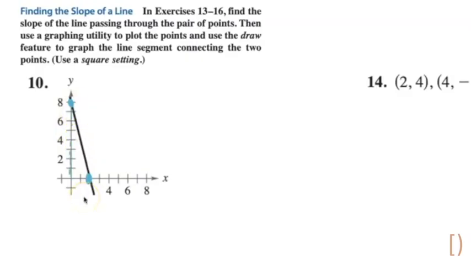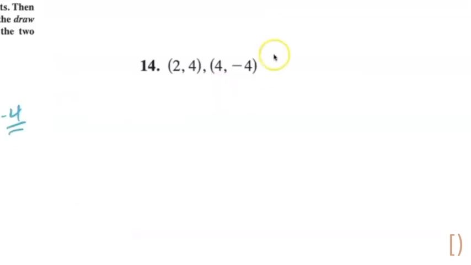I got to go down. I went down 8. Since I went down, that's negative. And I went over 2. And then rise over run. Be negative 8 because up and down is rise or fall. And then run is 2. So I get negative 4. It's my slope.